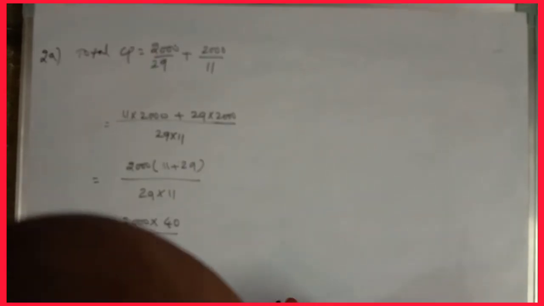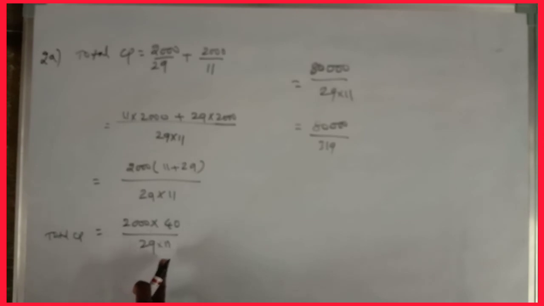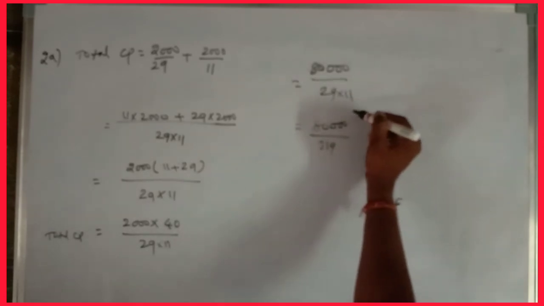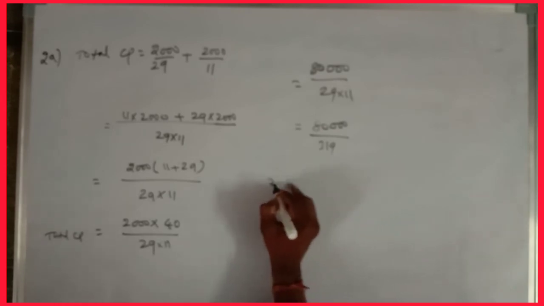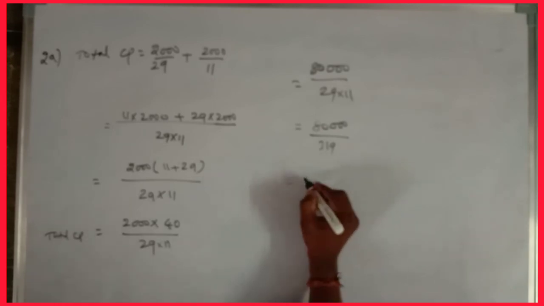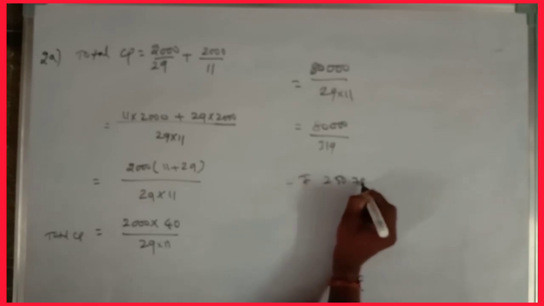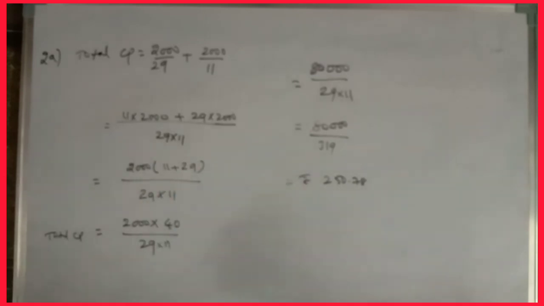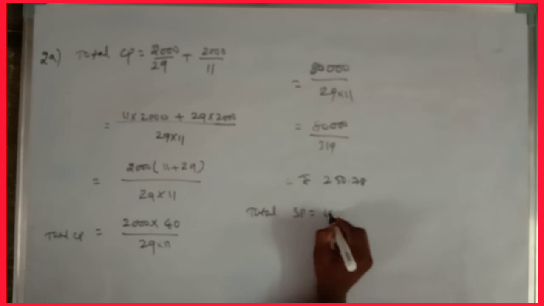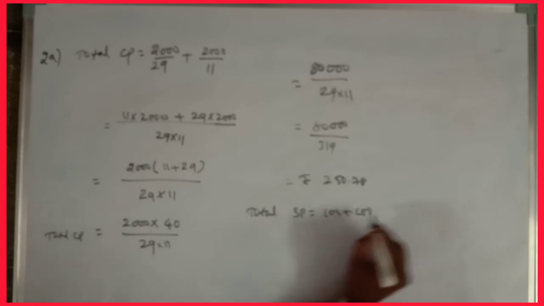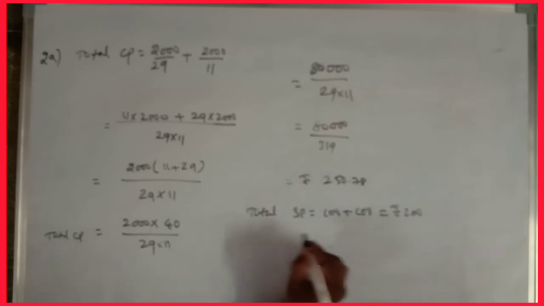Okay children. Here 2000 into 40 divided by 29 into 11, that's equal to 80,000 by 29 into 11, that is 29 into 11 is 319. 80,000 by 319 is equal to rupees approximately 250.78. Okay, now this is the total CP. Now total SP is equal to 100 plus 100, that's equal to rupees 200. So I'm taking it as 200 approximate.